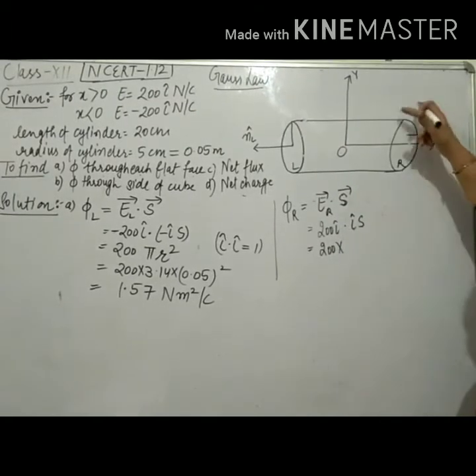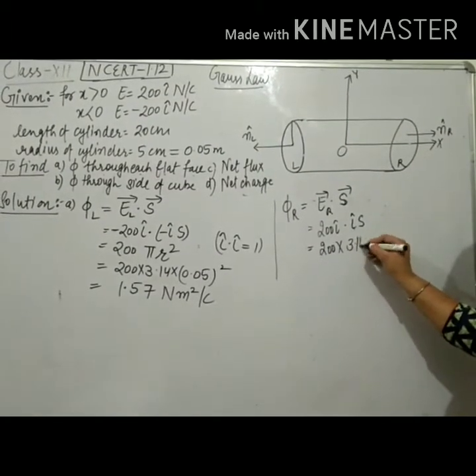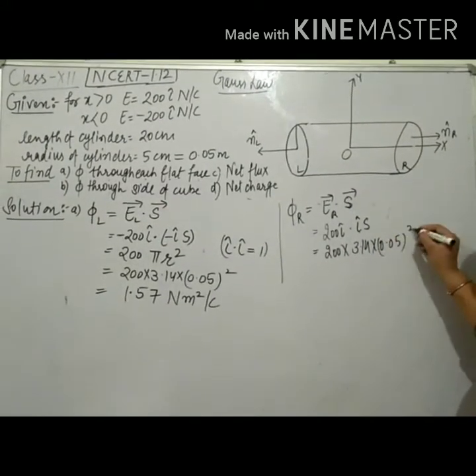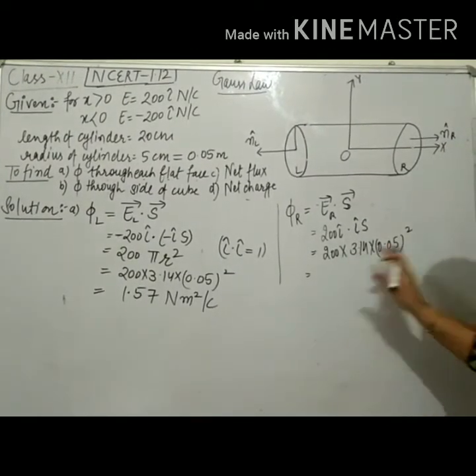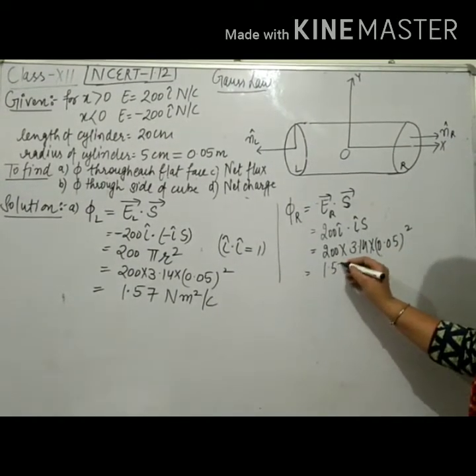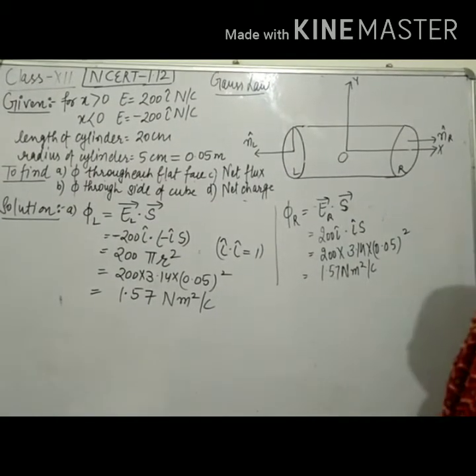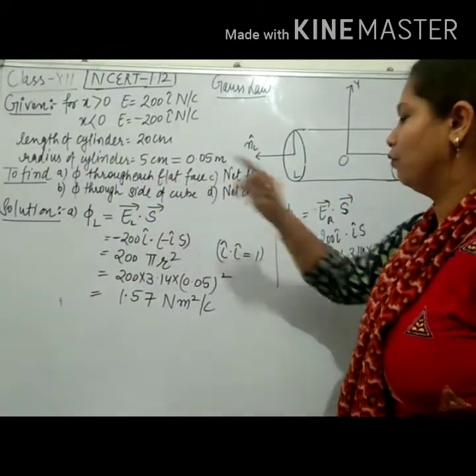Using the same identity that you have learnt in class 11, that is 200 into S. What is the surface area of the circular end? Pi r square, where r is 0.05, squared. We can substitute to find the result. After doing the calculation, we will get the same result, 1.57 Newton meter square per coulomb. So we have done the first part, flux through each flat face.